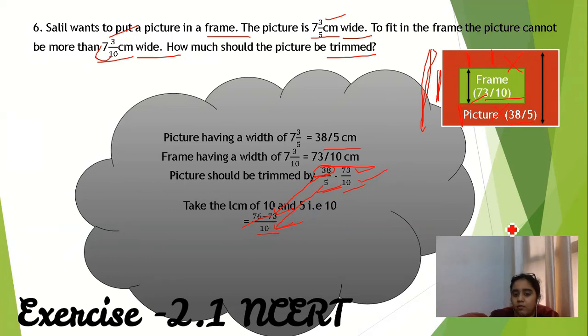Now I will subtract this number, that is 76 minus 73 is 3, and my answer is 3 upon 10. It means I have to cut this width in order to fit the picture into the frame.